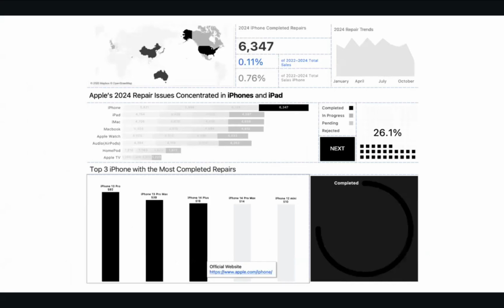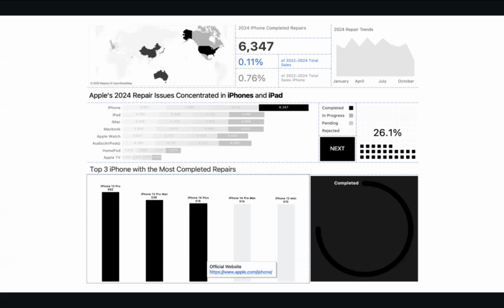When filtering to a specific product category and repair status, the dashboard shows that completed iPhone repairs in 2024 total 6,347 cases, accounting for 0.11% of overall sales from 2022 to 2024 and 0.76% of total iPhone sales.